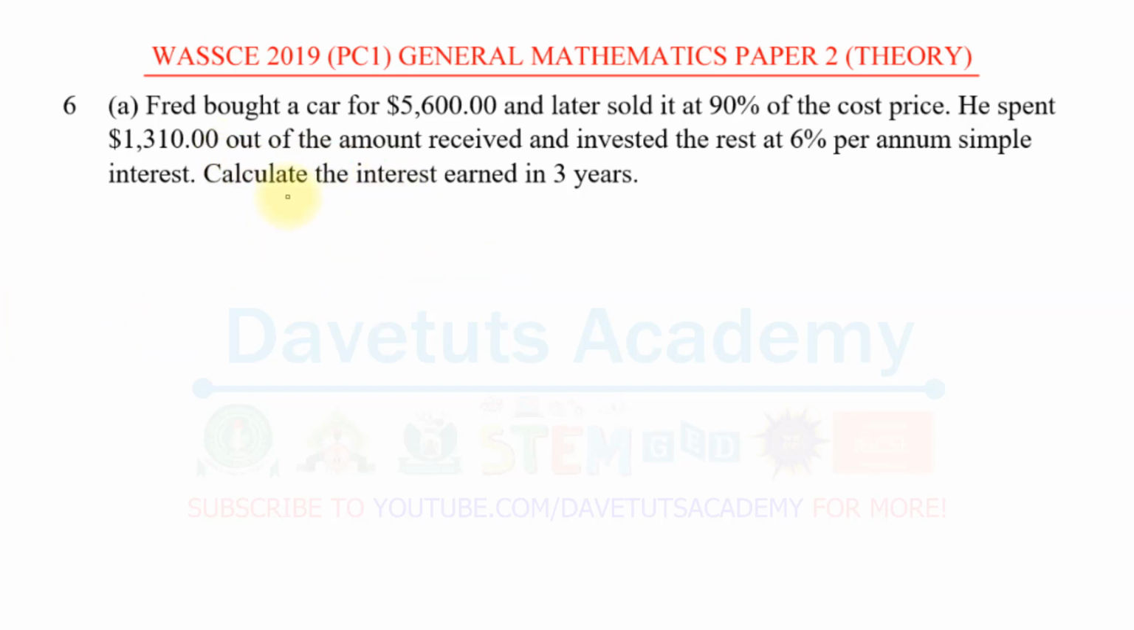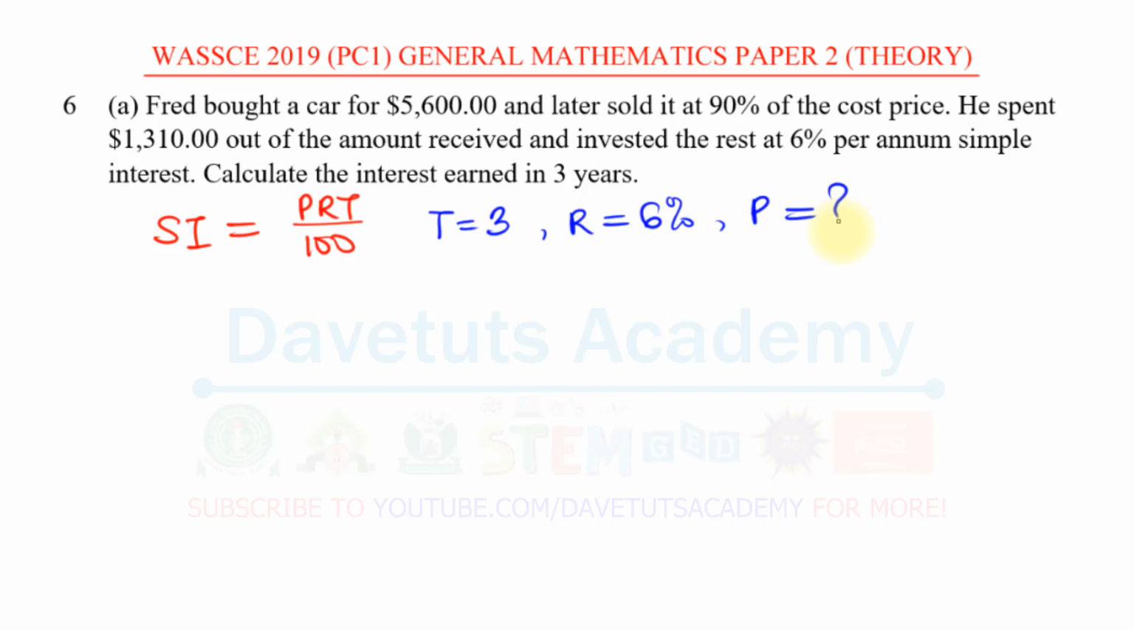Okay, so the question here is on simple interest, and if you recollect, simple interest is nothing but principal times rate times time over 100. Now from the question, we have been given the time. The time is 3 years. So we've been given T to be 3 years. We've been given the rate as 6%. So R is 6%. Okay, but we don't know the principal. The principal is the amount that he originally invested. So what is before us is the task of finding out the principal.